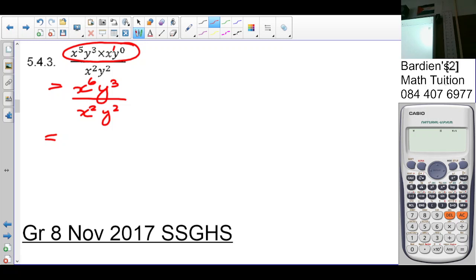So when we divide, the bases are the same. What do you do to the exponents? You must subtract them also. So that would simply be x, 6 minus 2 is 4, y cubed minus y is y to the 2. Okay.